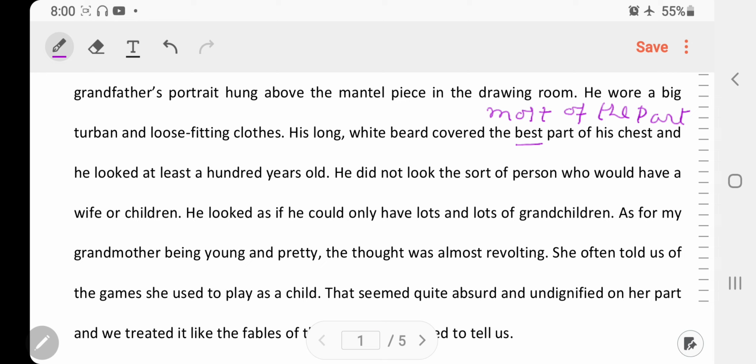As for my grandmother, being young and pretty, the thought was almost revolting. And what does he say about his grandmother? If I think my grandmother was young and pretty, I think it is unbelievable. Here, revolting means unbelievable. Revolt, you understand, badwo karvo te, but it is not in the sense of that revolt. He says it is unbelievable.